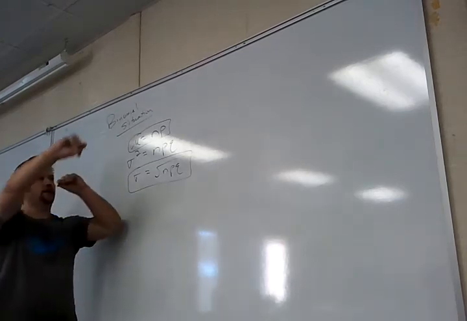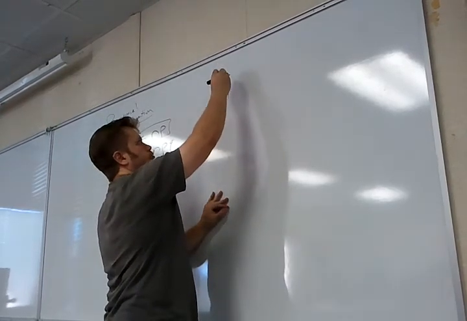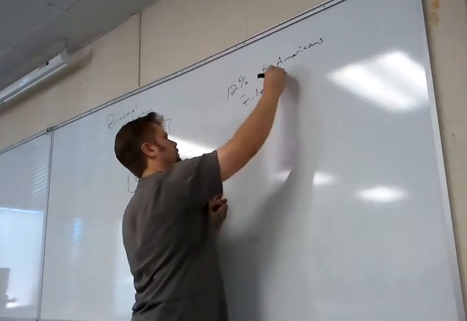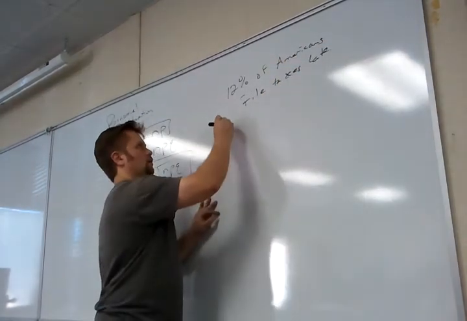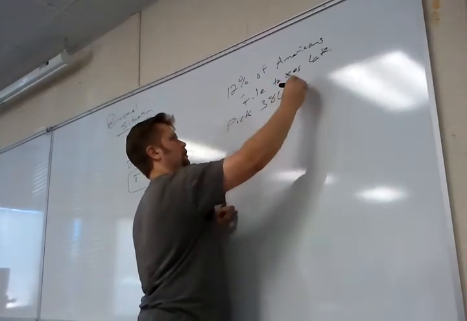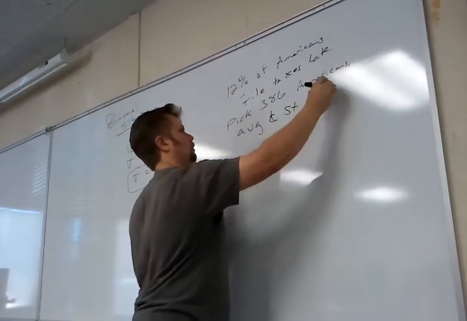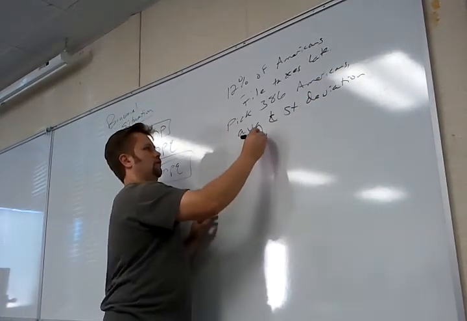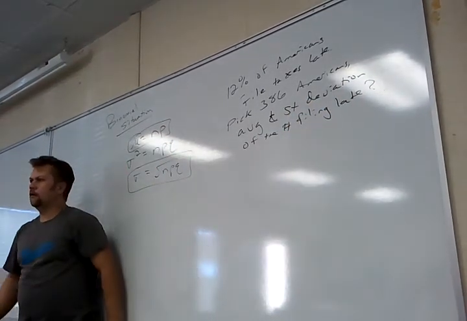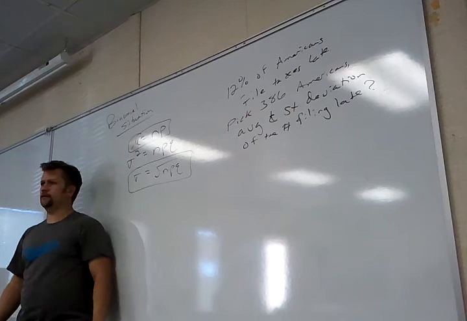So here's one little situation, and this will be it. Let's say, I don't know, 12% of Americans file their taxes late. If we pick 386 Americans, what's the average and the standard deviation of the number filing late? What's the average number I'd expect to see file late, and what's the standard deviation of the number I'd expect to see file late?